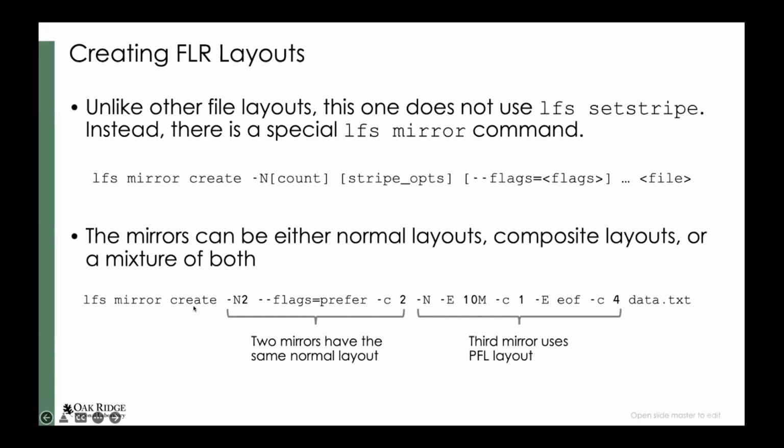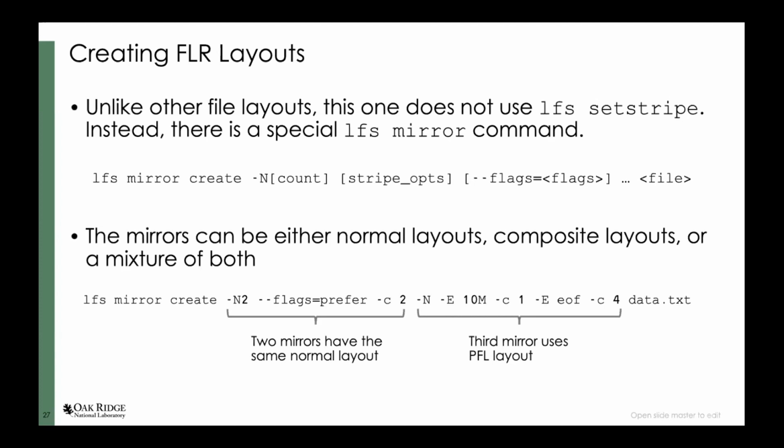For this example here, it shows a case where I start by creating 2 mirrors that have the same sort of normal layout of stripe count 2. And then there's a third mirror that's created that uses a PFL layout that has stripe count 1 for the first 10 megs and stripe count 4 for the remainder of the file.